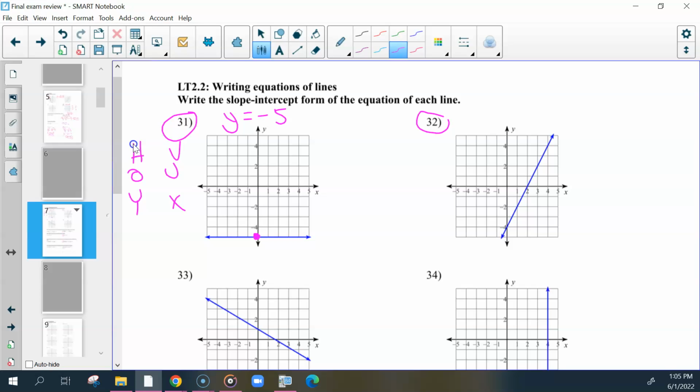Number 32 is a diagonal line, so it's not going to be one of these. We do need to find the slope and the y-intercept. Y-intercept would be the easier of the two because we are looking for where it crosses the y-axis. So that would be at -4. In our slope-intercept form, we know it's going to be y equals some slope. We don't know what that is yet, so I'm going to leave a space and write x. And then our y-intercept is at -4.